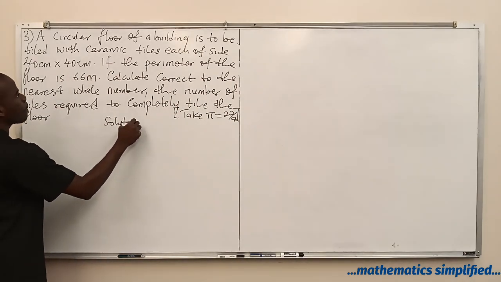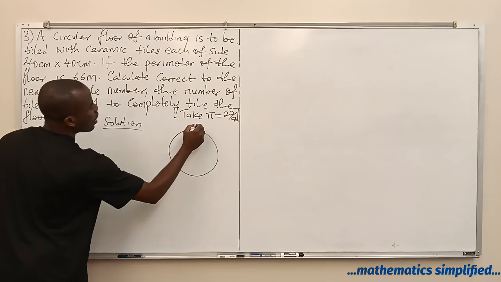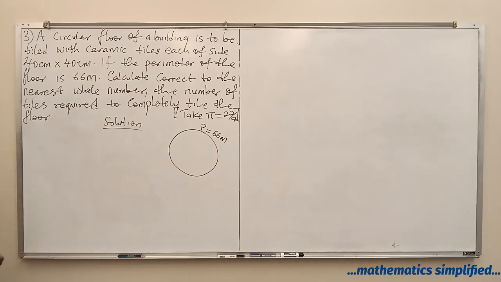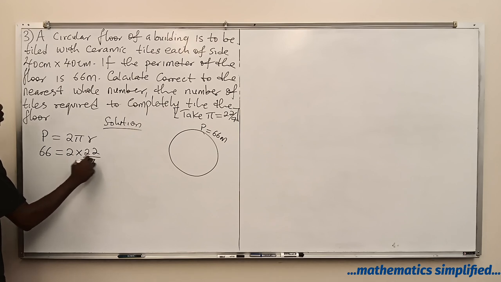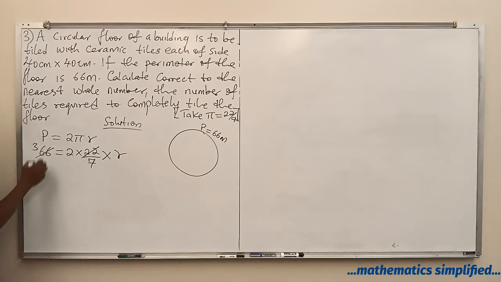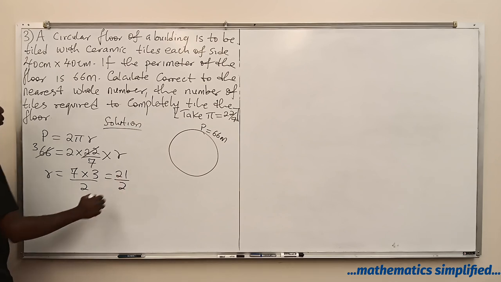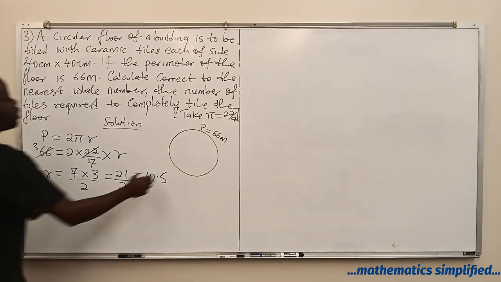Solution. So if this is the circular floor and the circumference or the perimeter is 66 meters, we can get what the radius is. Remember that perimeter equals 2 pi r, and we are given it as 66, 2 times 22 over 7, and our radius is what we are looking for. 7 can cancel 66 three times, and so our radius will be 7 times 3 over 2, which is 21 over 2, which is 10.5. So we have gotten the radius of the circular floor.